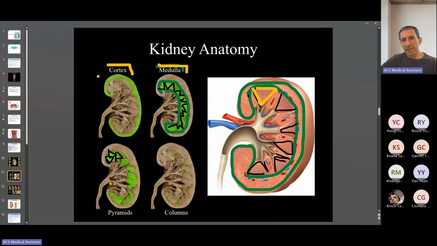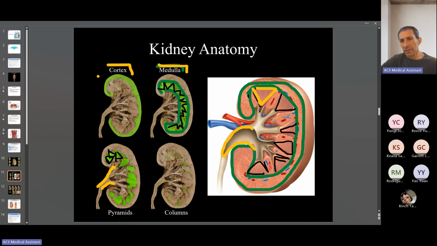Now, the renal pelvis, inside the kidneys, this upper part of the renal pelvis is connected to some little drainages, some tubes. See, this is the renal pelvis right here.